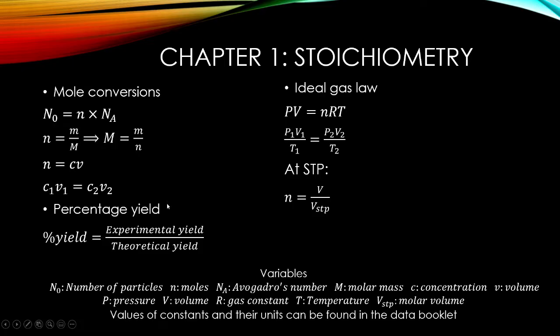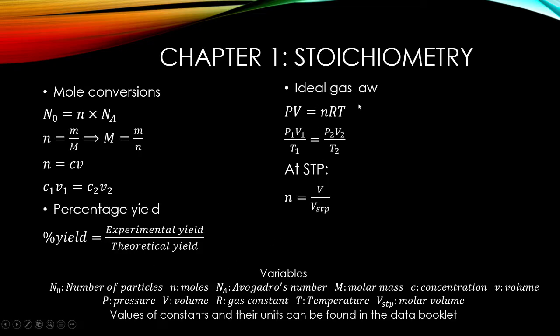So now we go over to percentage yield. And it's quite simple to calculate the percentage yield. It's just the experimental yield over the theoretical yield, where the theoretical yield is the maximum calculated yield you can get, and the experimental is the yield you get from the experimental, or the experiment.